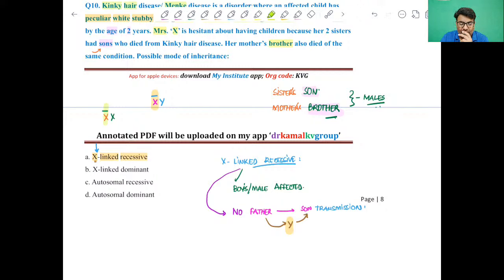But in the same heterozygous state, the boy will be manifesting the disease. So this is the condition, how it differs in females and males. Males, even though they are heterozygous, are not carriers, they are simply manifesting the disease. So boys or males are always affected, and since a father will give only the Y chromosome to his son, there is no father to son transmission.